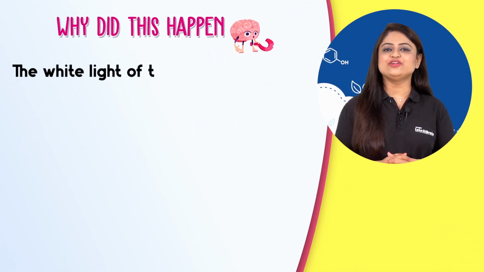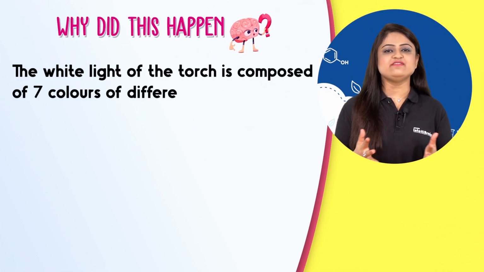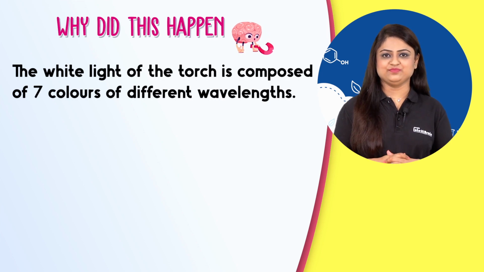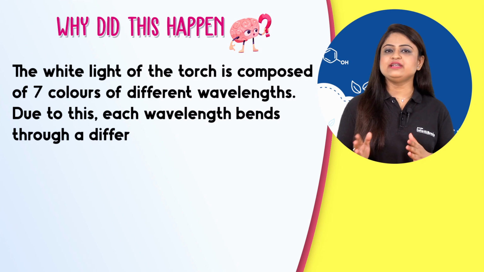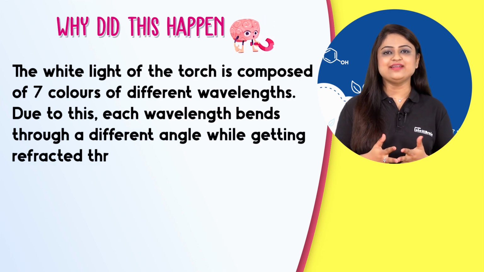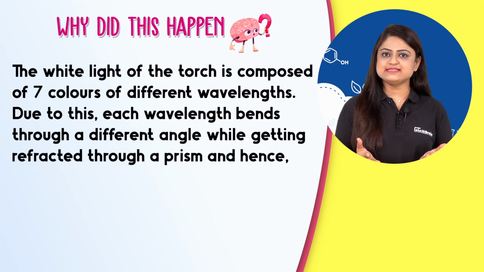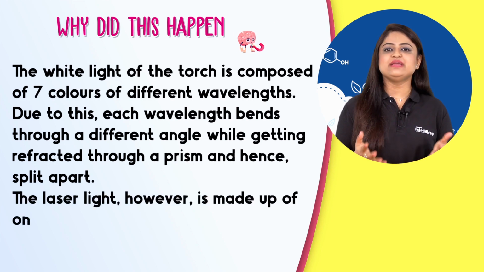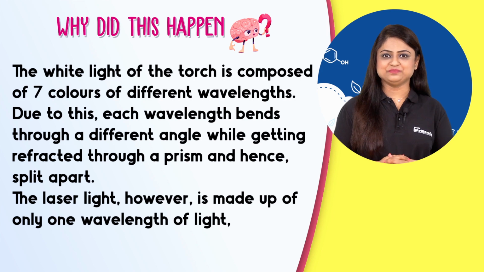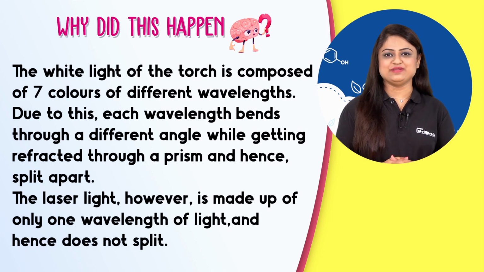The white light of the torch is composed of 7 colors of different wavelengths. Due to this, each wavelength bends through a different angle while getting refracted through a prism and hence split apart. The laser light, however, is made up of only one wavelength of light and hence does not split.